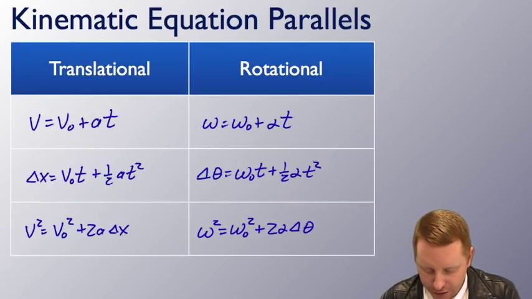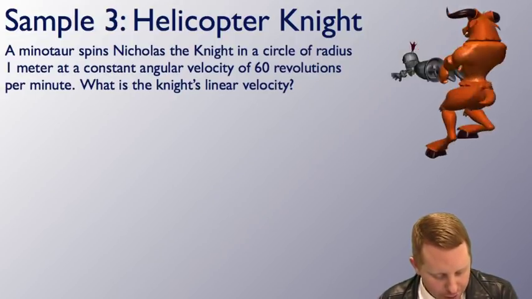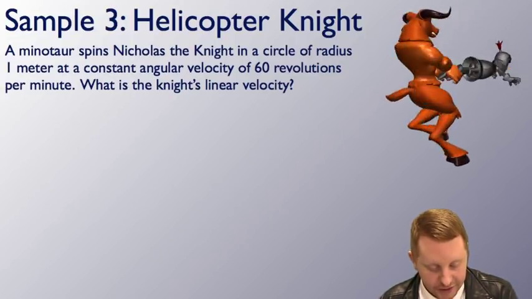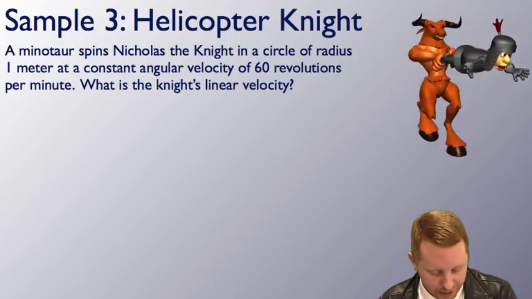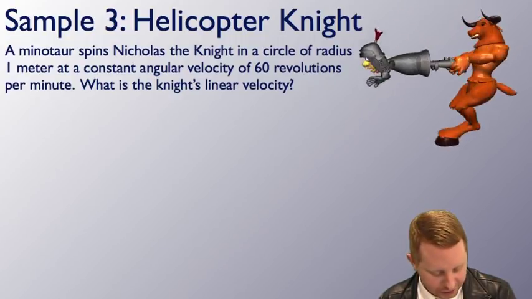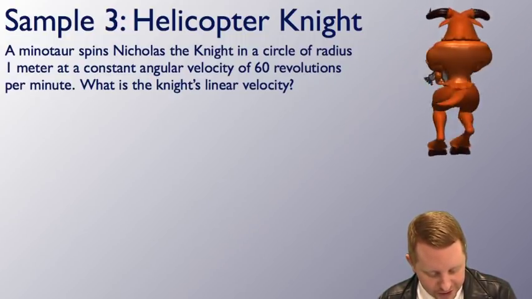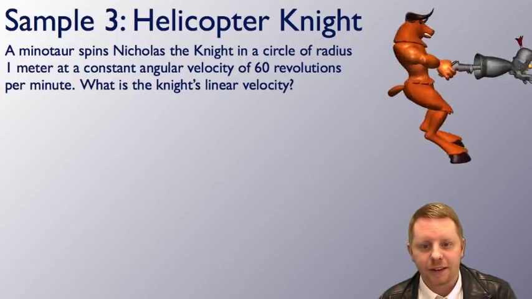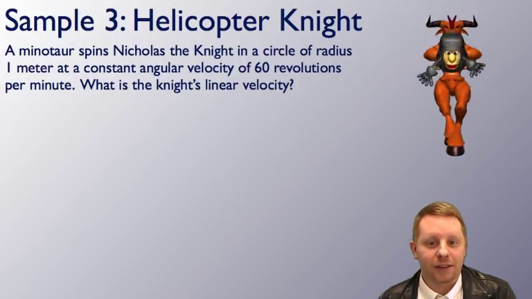Let's take a look at another problem. A minotaur spins Nicholas the Knight in a circle of radius 1 meter at a constant angular velocity of 60 revolutions per minute. What is Nicholas the Knight's linear velocity? Wow, that does not look pleasant.